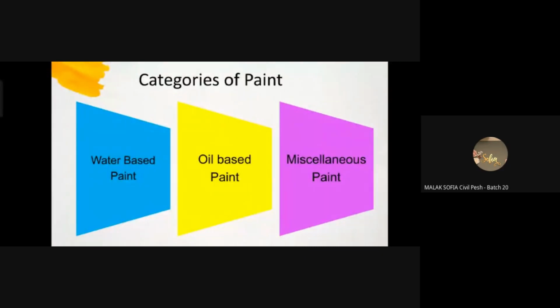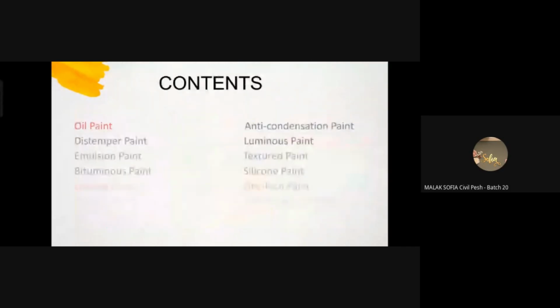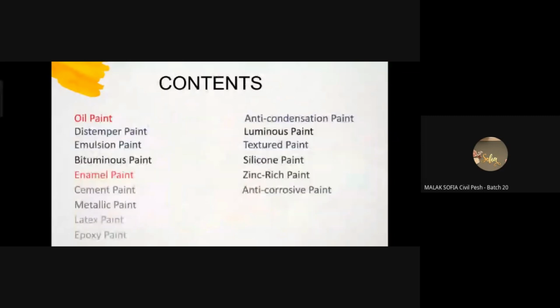Water-based paints are the most common form. They dry very fast and produce little smell or odor. Oil-based paints are very durable. They give a very smooth and glossy finish, and they have a strong odor and smell. So these are the types of paint I'll be discussing today with you.